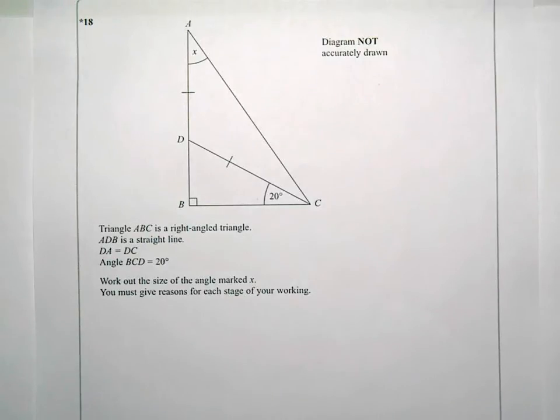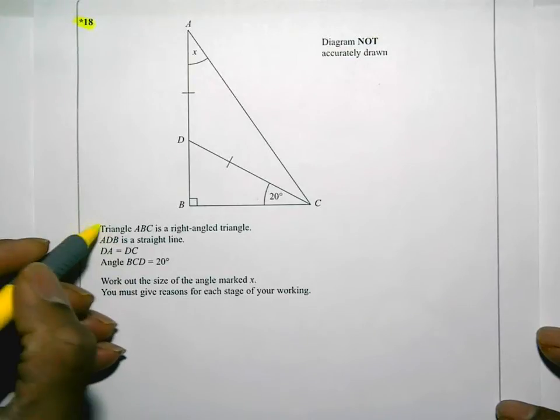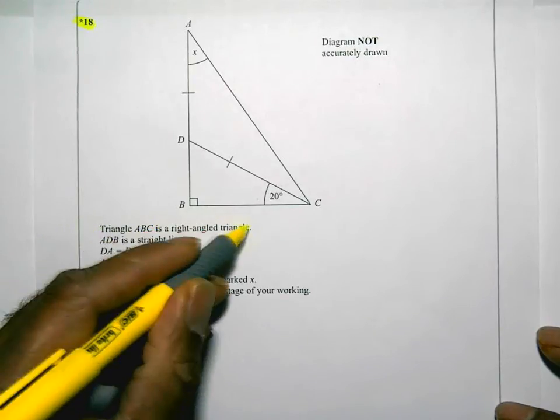Okay, here's question 18 on the foundation non-calculator paper. The first thing I could see here is there's a star next to the question, so that means there's some quality of written communication marks for this. Let's read the question.